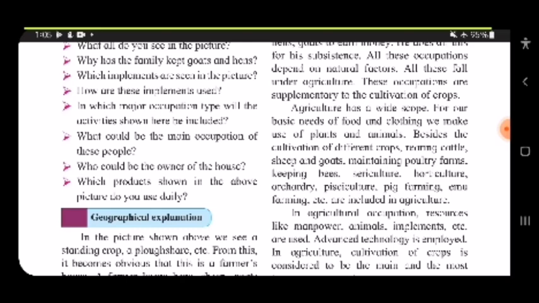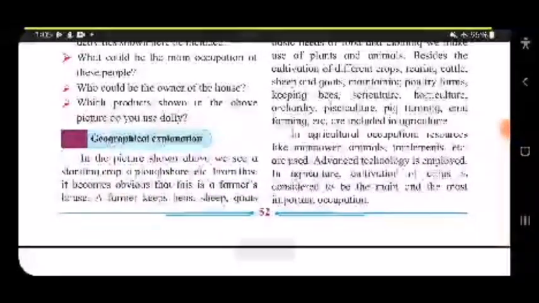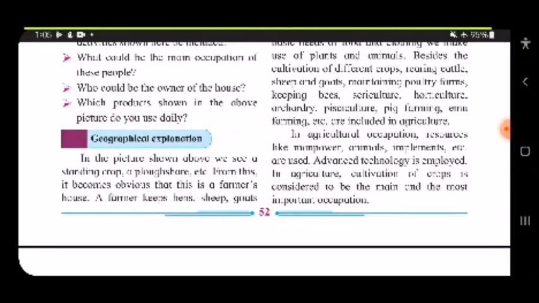Now, in agricultural occupation, resources like manpower are required to do work in agriculture. Then we require animals, we require implements, etc. All these things are used. And nowadays advanced technology is also employed. We have tractors, and different kinds of irrigation like sprinkler irrigation. So these are advanced technology. In agriculture, cultivation of crops is considered to be the main and the most important occupation.